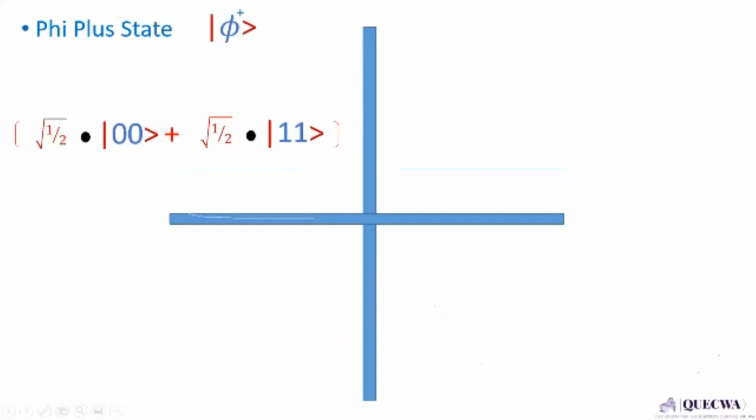And if we look up here, it's actually this one here, when the Hadamard and the CNOT gate is applied to 2 qubits and they're both 0, then you come up with what's called the phi plus state. So this is one of the 4 basis states for Bell states, one of the 4 Bell basis states.